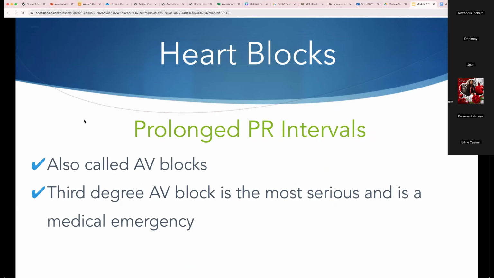So heart blocks are called AV blocks as well. So if you see AV block or prolonged PR interval, it's all the same. Just making sure you know that 3rd-degree heart block is the most serious. It is a medical emergency. This patient should be in ICU.